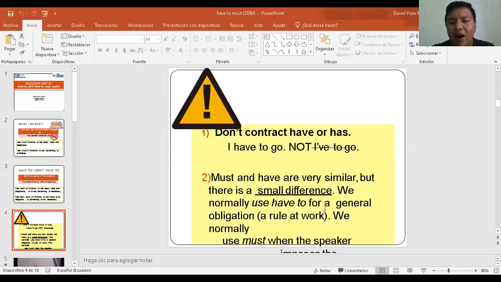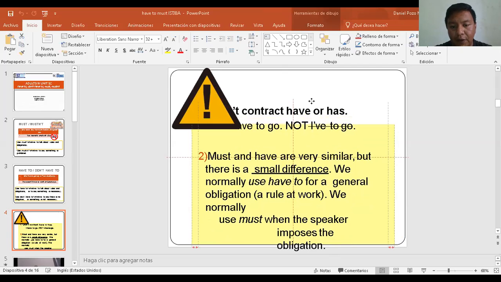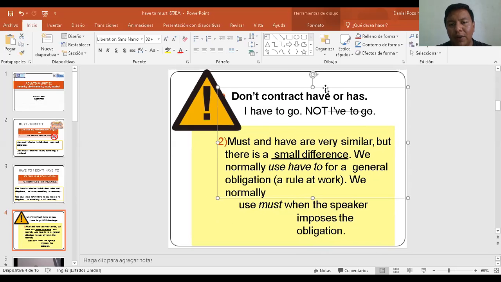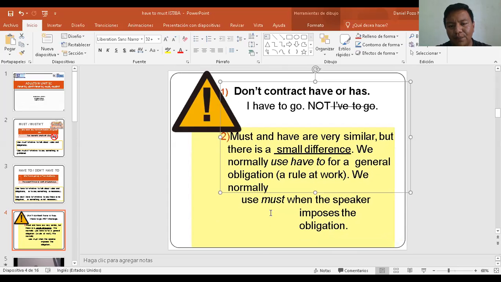Must and have are very similar, but there is a small difference. Miremos aquí la diferencia que les estaba explicando. We normally use have to for a general obligation, a rule at work. We normally use must when the speaker imposes the obligation. Cuando el que habla impone la obligación, chicos. ¿Sí? In this case, we're going to use must. Must es más fuerte que have.